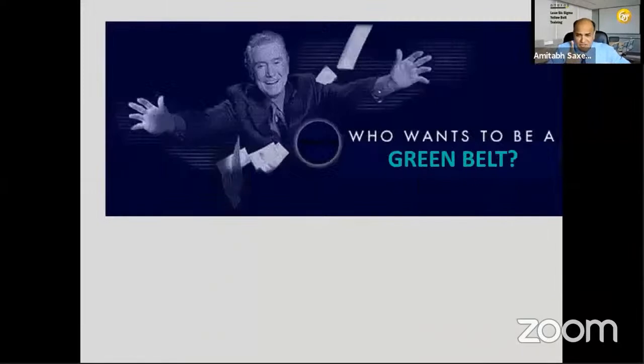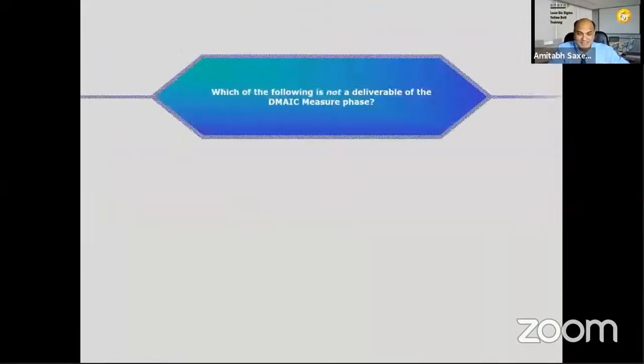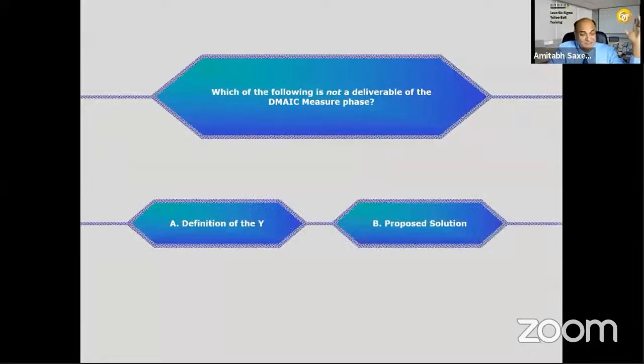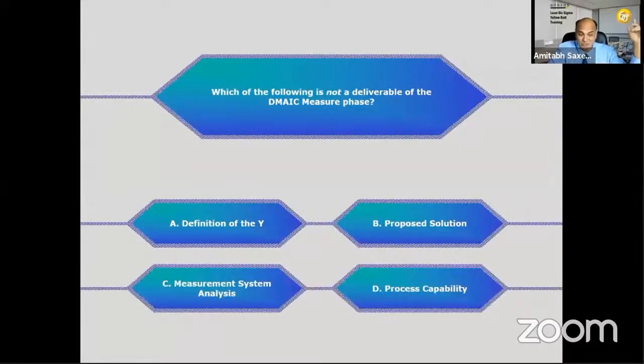So, ladies and gentlemen, welcome to Who Wants to Be a Green Belt? And you're going to win. Let's play. Here we go. Tell me, which of the following is not a deliverable of the DMAIC phase? A right answer will give you $10,000. A wrong answer, I'm sorry, will not give you anything. Okay, tell me, what is the right answer for this question?